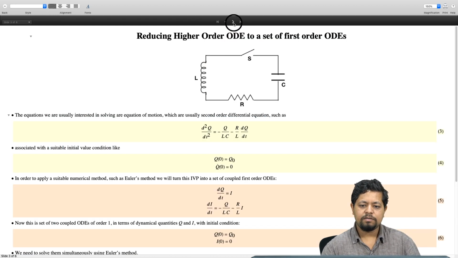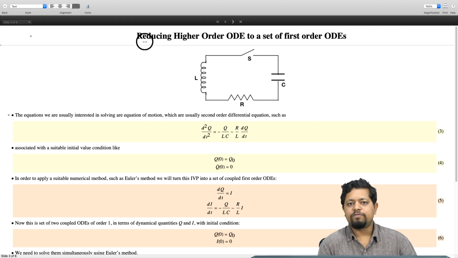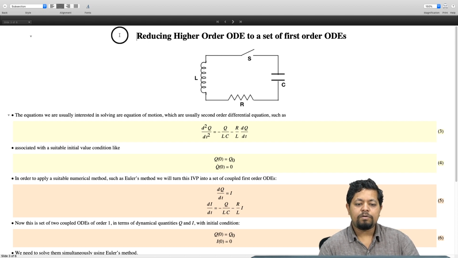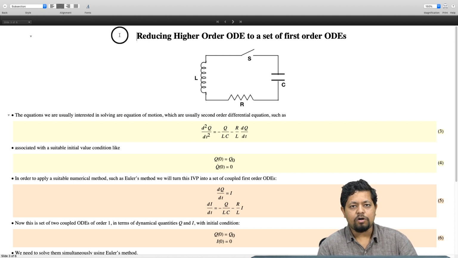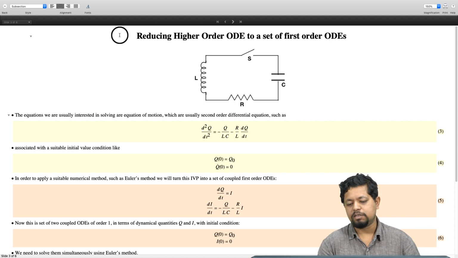Alright, let's work on how to reduce higher order ODEs to first order ODEs, because what we have learned in Euler's method is that if you give me a first order ODE, I can use Euler's method to solve that first order ODE. However, most of the time in physics we don't come across first order ODEs, we come across second order ordinary differential equations. And if we want to use Euler's method to solve second order ODEs, then we need to reduce those second order ODEs to first order ODEs so that we can apply Euler's method.